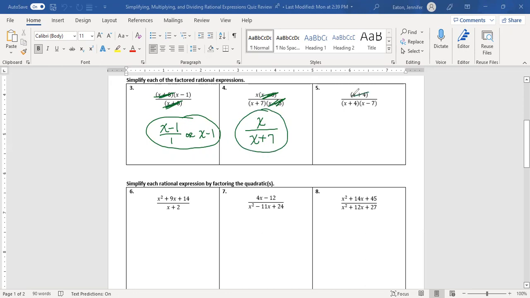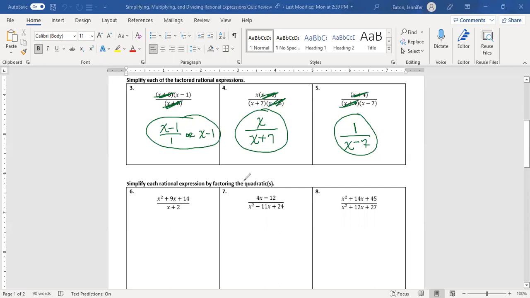Finally, for number 5, we see we have an x plus 4 on the top and the bottom. So we're going to cross those out. We see that we have an x minus 7 left on the bottom. So I put it on the bottom of the division sign. But since there's nothing left on top and you can't just leave it blank, you use a 1 as a placeholder there.